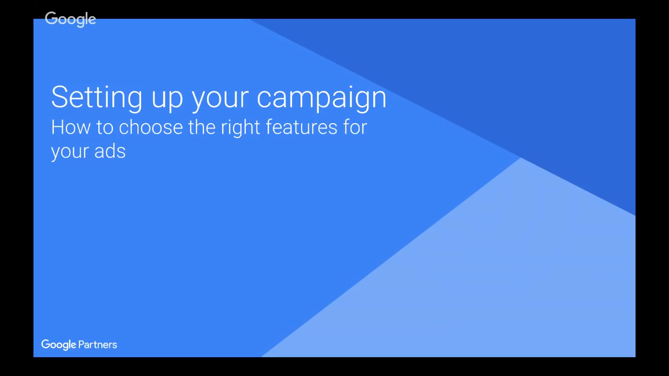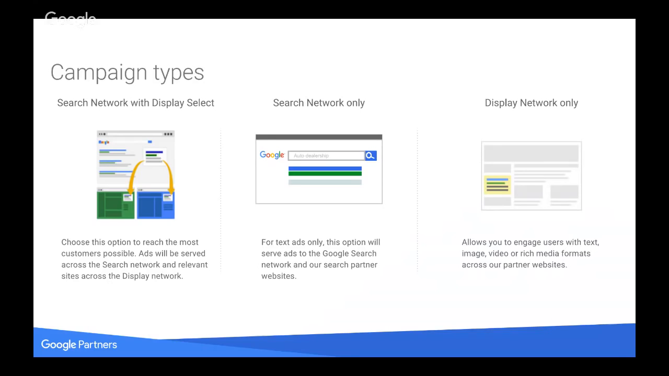Now, let's go through how you can set up your first campaign. You'll first have to know the different types of campaigns, and there are 6. The 3 that you see on your screen right now are the search network with display select, a search network only campaign, and a display campaign.